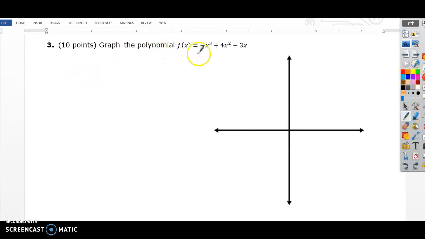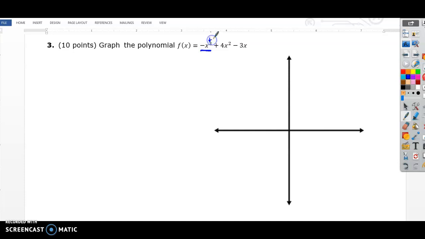Graph the polynomial f of x equals negative x to the third power plus 4x squared minus 3x. Okay. So first things first, when we're trying to graph a polynomial, I am going to look at end behavior. And in end behavior, I'm going to look at the leading term, which is negative x to the third power.